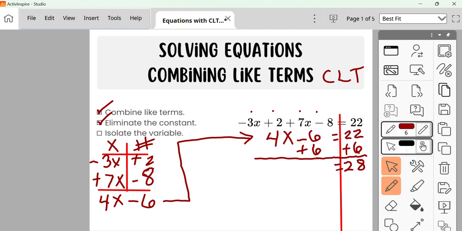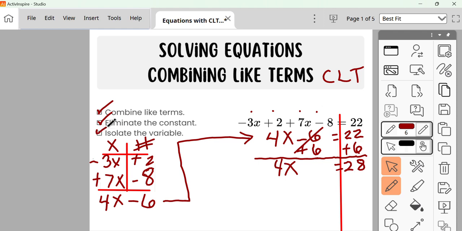Personally, I like working left to right. I'm not sure why I did that 22 plus 6 first, but I would bring down the 4x because nothing happened to it. And then, of course, that's a 0 pair. I don't usually mark it out. I just did here because it's the first one. I won't on the next one. Then we're going to look here.